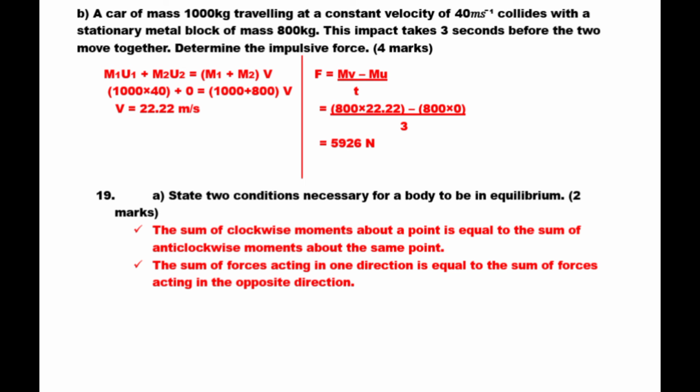A car of mass 1000 kilogram, sorry, a car of mass 1000 kilogram traveling at a constant velocity of 40 meters per second collides with a stationary metal block of mass 800 kilogram. The impact takes 3 seconds before the two move together.